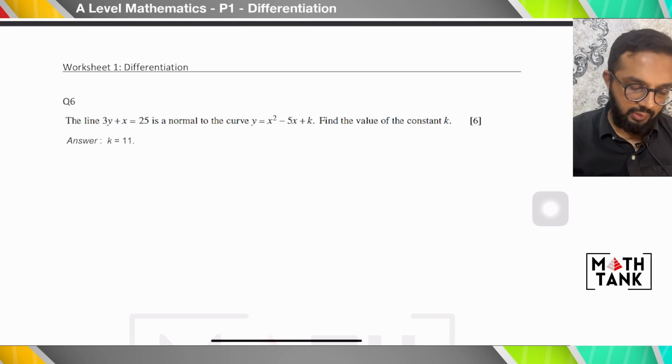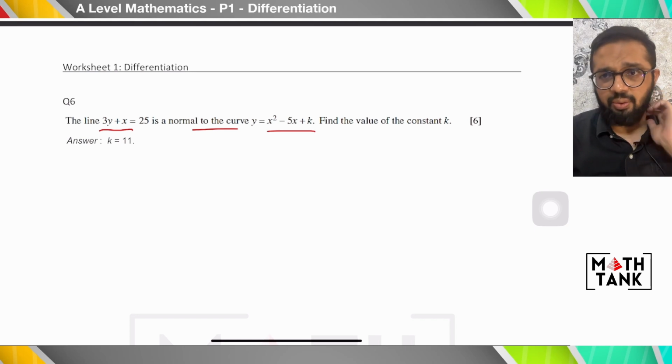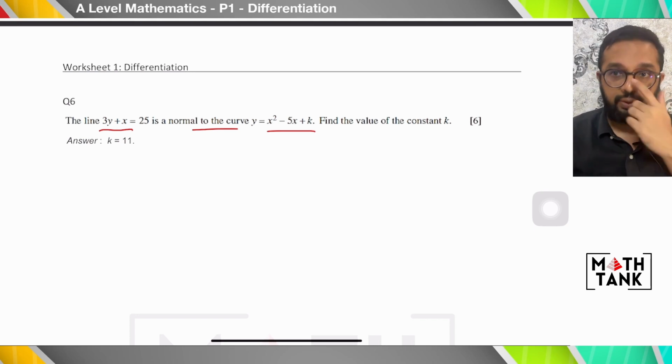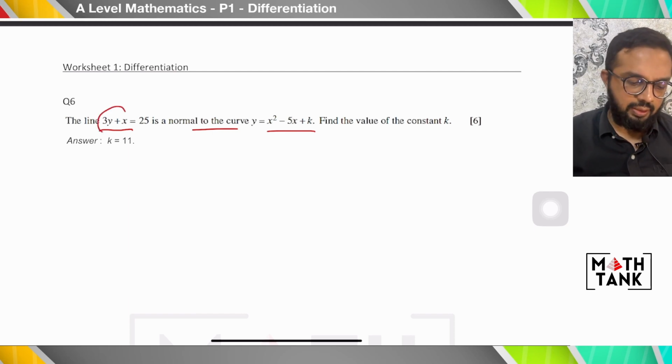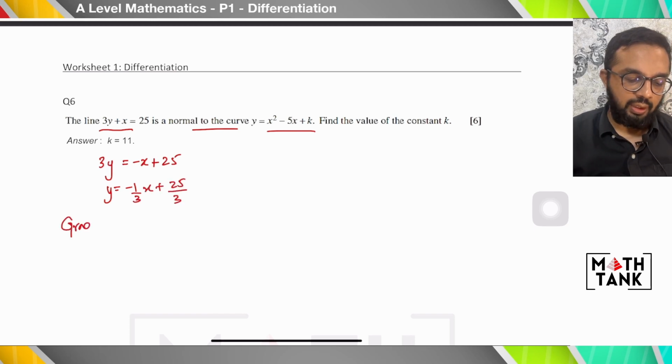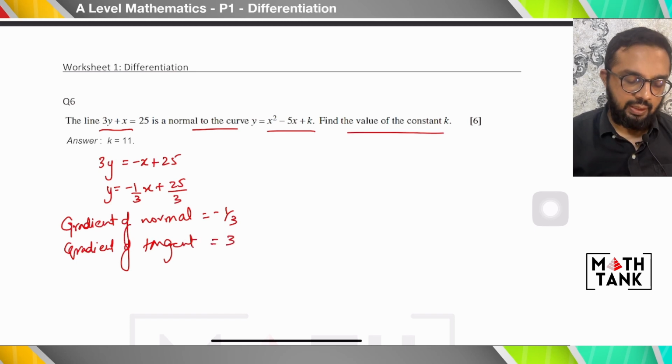Then it says the line is a normal to the curve. Now this looks like it might be a quadratics question, but it's not because I'm talking about the normal. The quadratics chapter only talked about tangents. So what is the gradient of the normal? If I have the normal, can I bring it to the form y equals mx plus c and tell you that the gradient is basically the gradient of the normal is minus 1/3, which means that the gradient of the tangent would have been 3.